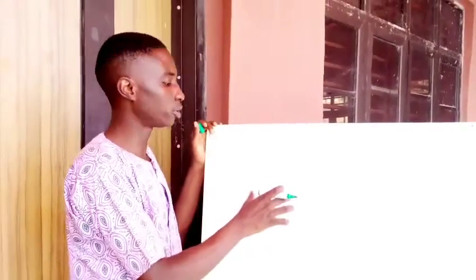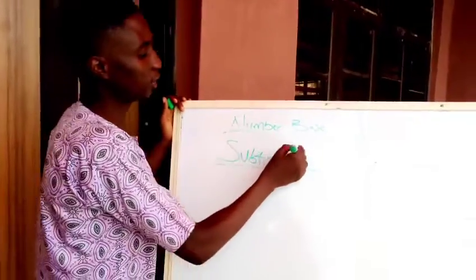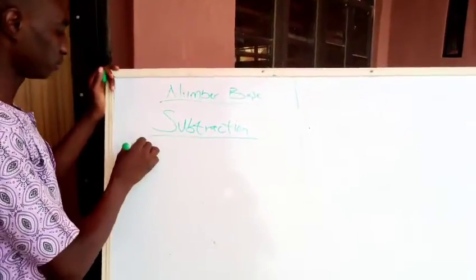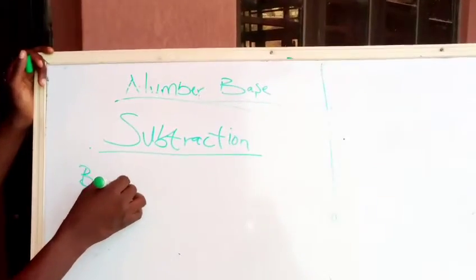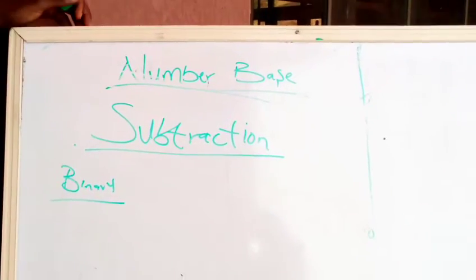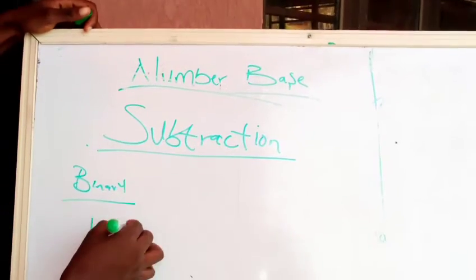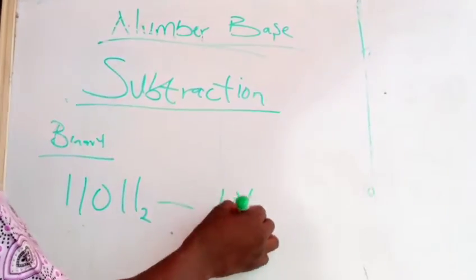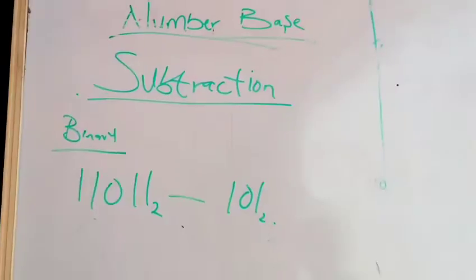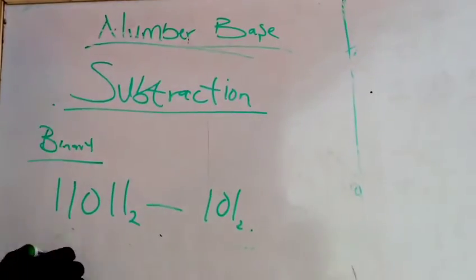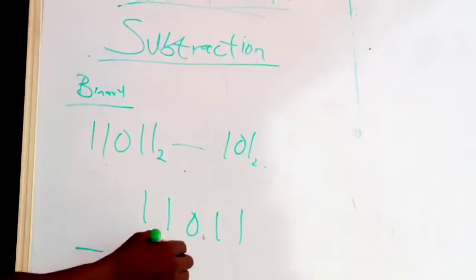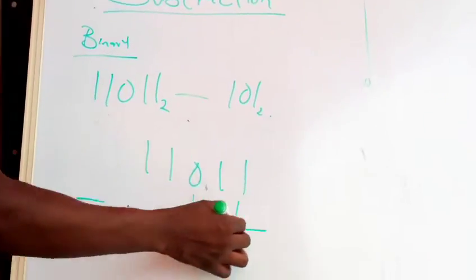So in this section, we'll be dealing with subtraction of base numbers. Let's start with binary, of course, as we did earlier on. Subtraction of binary numbers. Let's take an example. We have 11011 in base 2 minus 101 in base 2. Let's assume we have this and we want to subtract. This becomes 11011 minus 101.